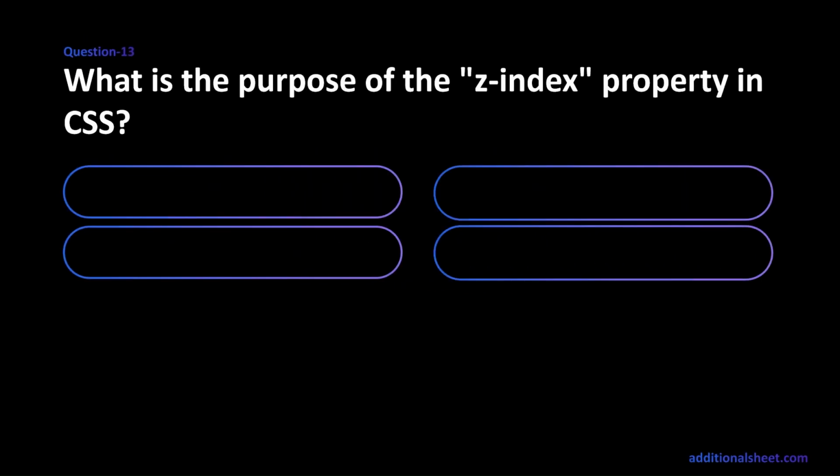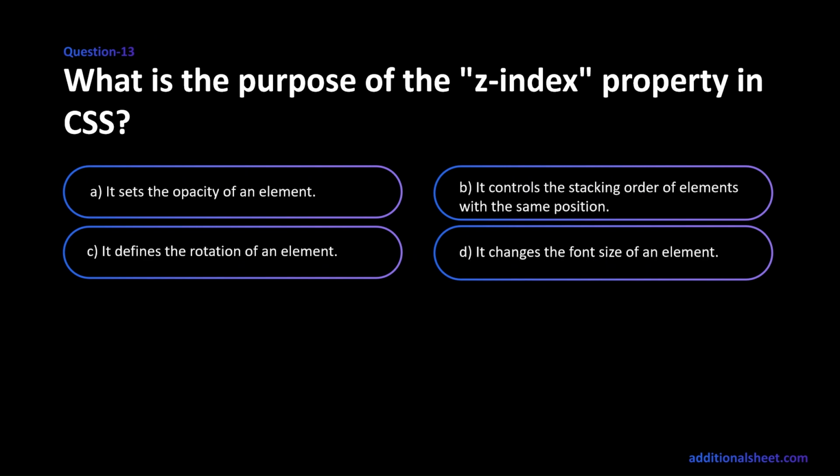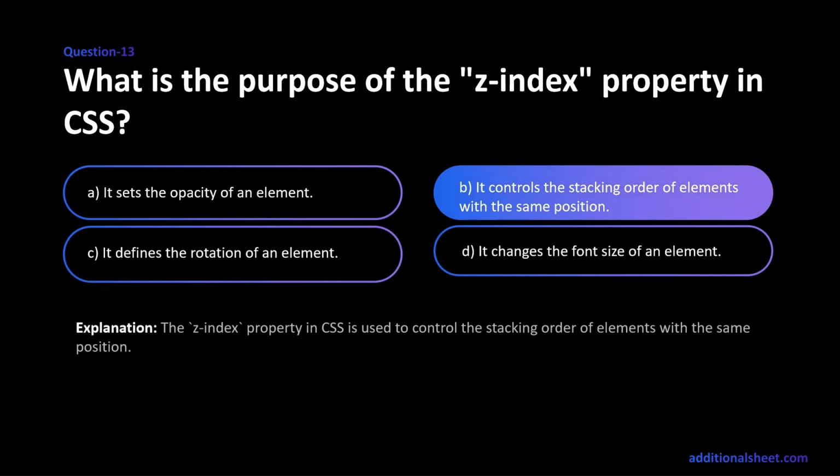Q13, what is the purpose of the z-index property in CSS? Options are A. It sets the opacity of an element. B. It controls the stacking order of elements with the same position. C. It defines the rotation of an element. D. It changes the font size of an element. Correct answer is option B. The z-index property in CSS is used to control the stacking order of elements with the same position.